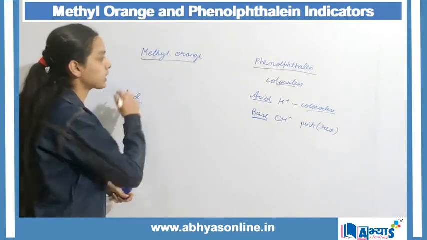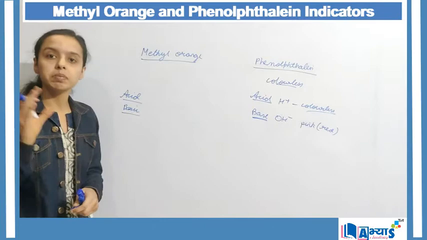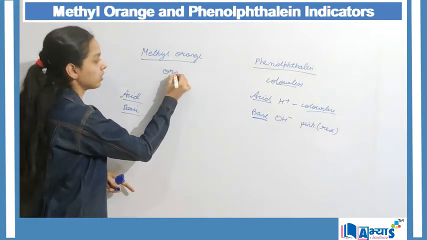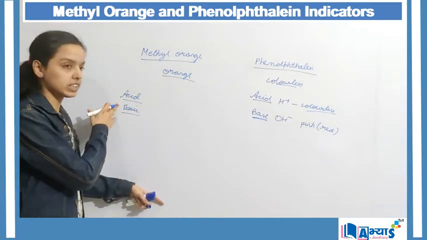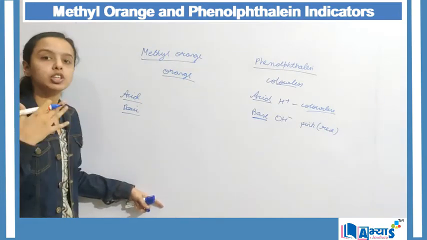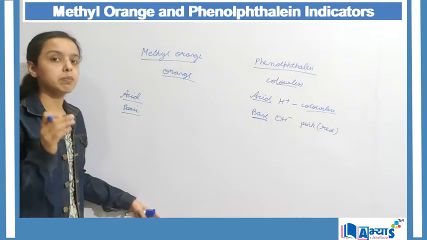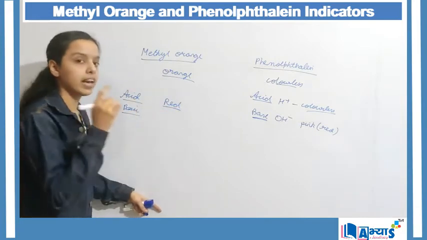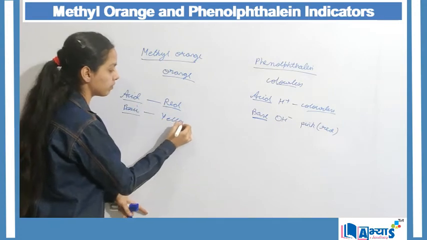Now we will discuss the concept on methyl orange. As the name suggests, methyl orange, the original color of this type of indicator is orange. Now when this indicator is placed into an acid or a basic substance, it will change its color. In an acidic substance, it changes to red in color, and when it is placed into a base, it changes to yellow color.